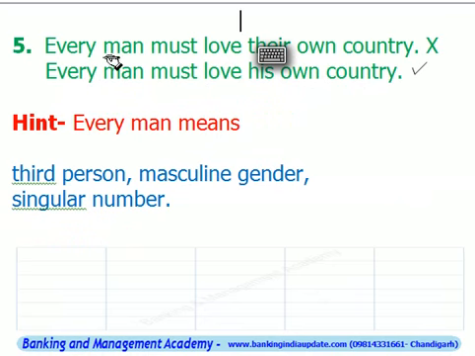Moving on, every man must love their own country. Here the usage of the word their is incorrect because every means singular, third person. So the correct usage of pronoun would be his. To read the correct sentence, every man must love his own country is correct.